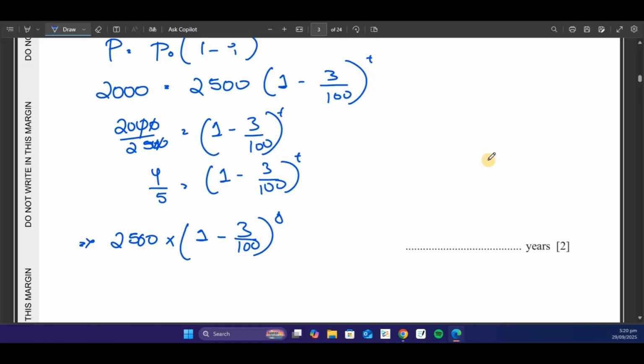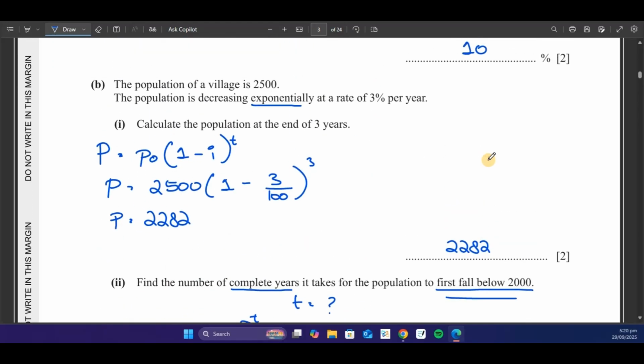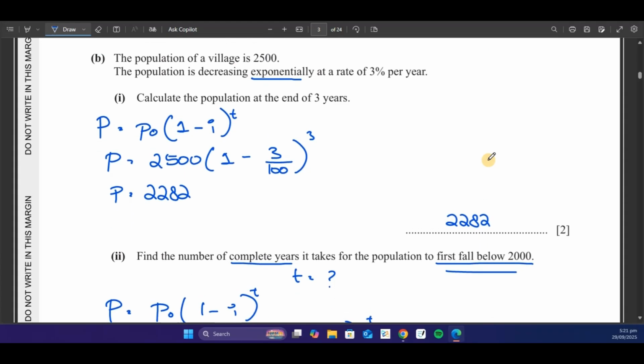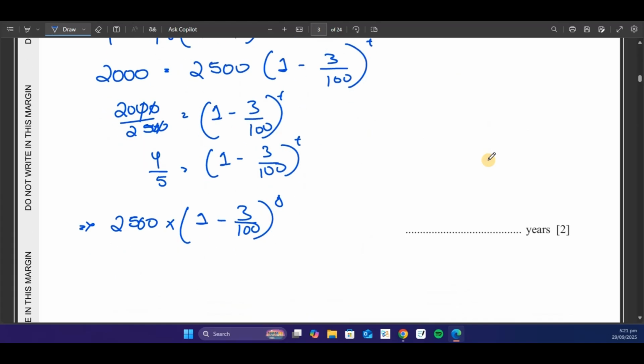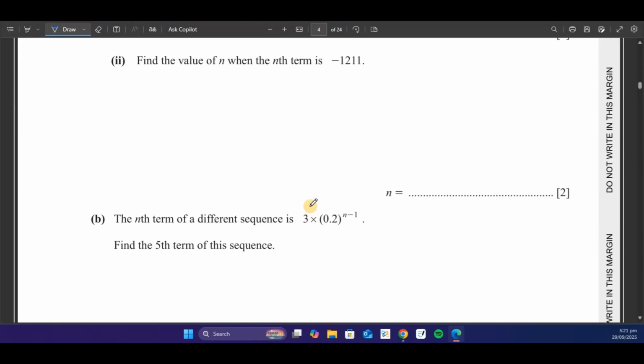How did we come to the conclusion of 8? Because we figured out that if it's decreasing at 3%, it'll take 3 years to reach 2282. So how much time will it take for 2000? Definitely more than 3. So we can just use trial and error, and that should give us 1959.3, and yep, this is less than 2000, so we're going to say 8 years. That's a simpler method.